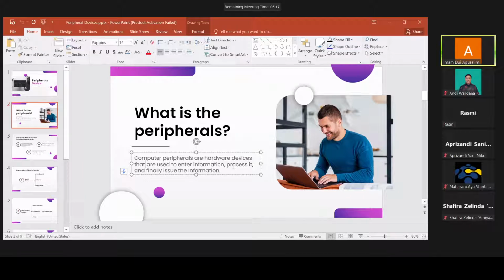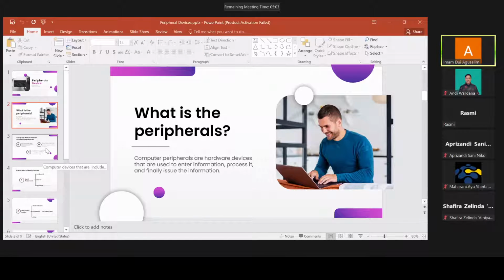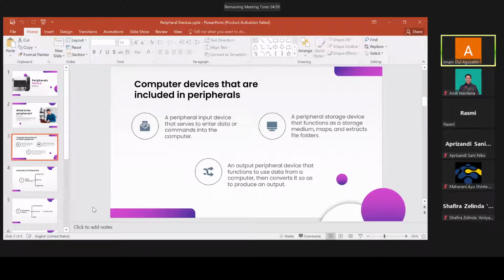Reduce clause yang memuat kalimat pasif. Nah, bagaimana kalau kalimatnya aktif? Coba kita lihat di slide nomor 3, mungkin bisa ditampilkan slide nomor 3. Ya, ini perhatikan di sini: a peripheral input device that serves to enter data or comments into the computer. Nah, ini adalah jawaban ini, computer devices that are included in peripherals. Nah, di sini ada adjective clause, yaitu that serve. Oke. Nah, cuman kalimat predikatnya yang nggak ada di sini.